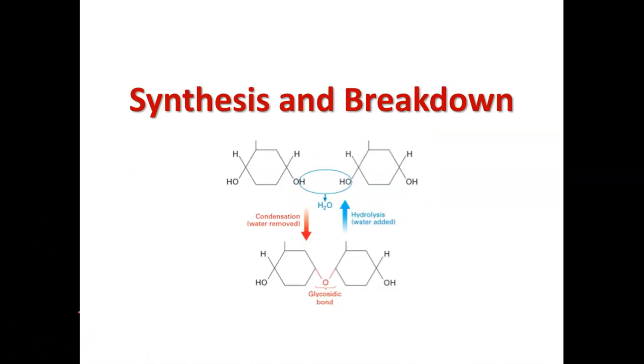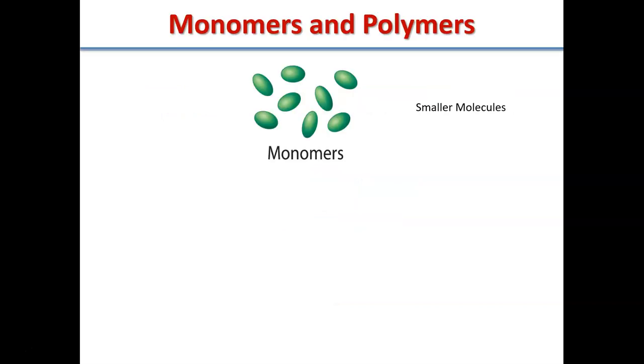So let's talk about synthesis and breakdown. Very, very important. I'm going to introduce some terms, and we're going to talk about how we can build something up and how we can break something down. Introducing some vocabulary here: a monomer. Mono means one. I don't know if you've seen a word that has mono in it, but mono means one. Monomers are representative of the smaller molecules. A monomer is one unit of something.